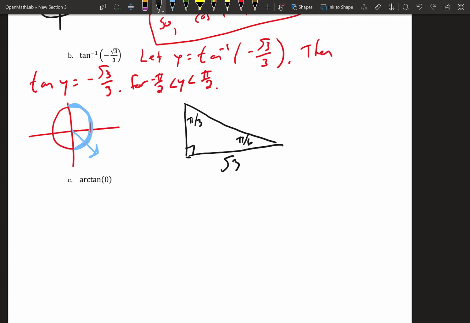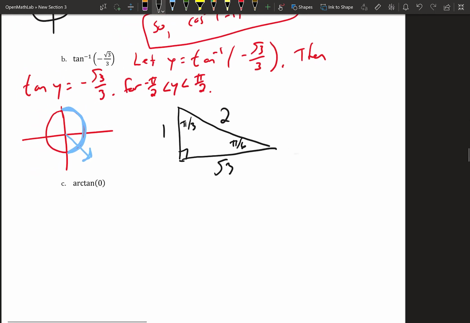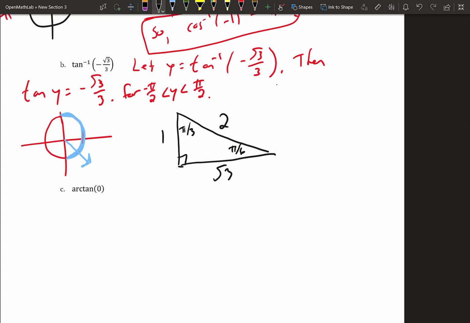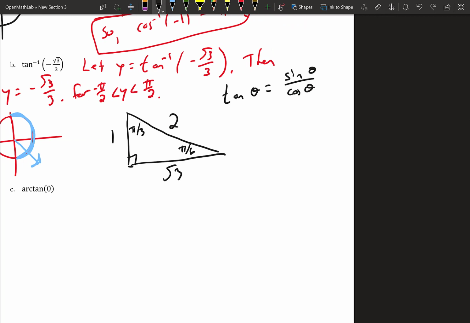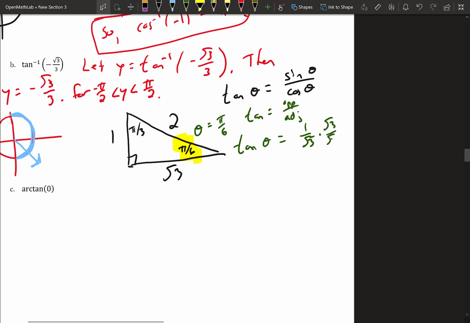So then, we're trying to think, and remember that tangent of theta is equal to sine theta over cosine theta, right? So let's say pi/6 is theta, let's see if that works out, right? So tangent of theta would be equal to, I guess we don't even have to do sine over cosine. Tangent is equal to the opposite over adjacent, right? The TOA, opposite over adjacent. So then that would be 1 over radical 3. If I rationalize the denominator, multiply by radical 3 over radical 3, we get radical 3 over 3, which is what we are looking for, right?